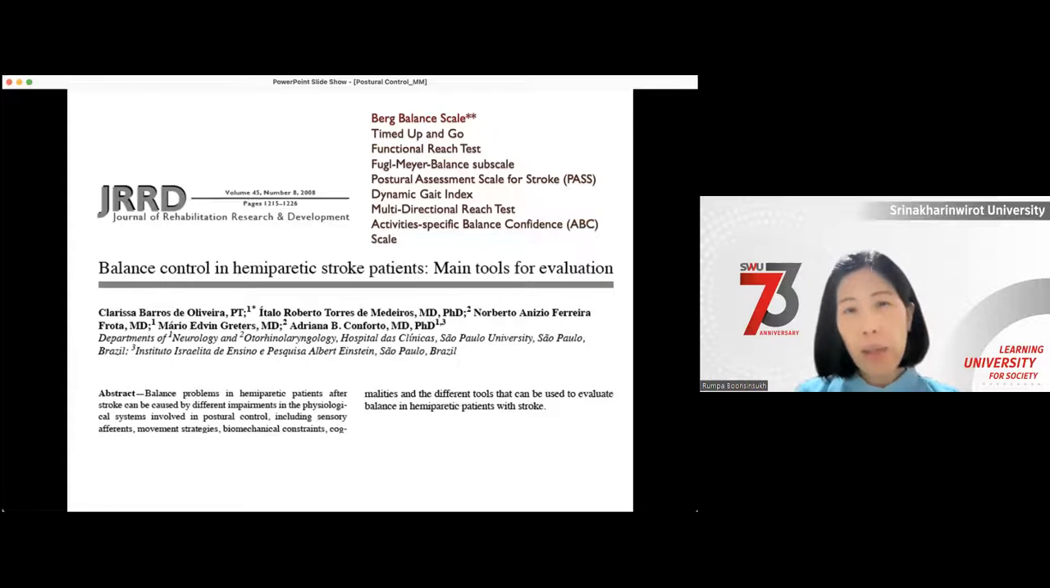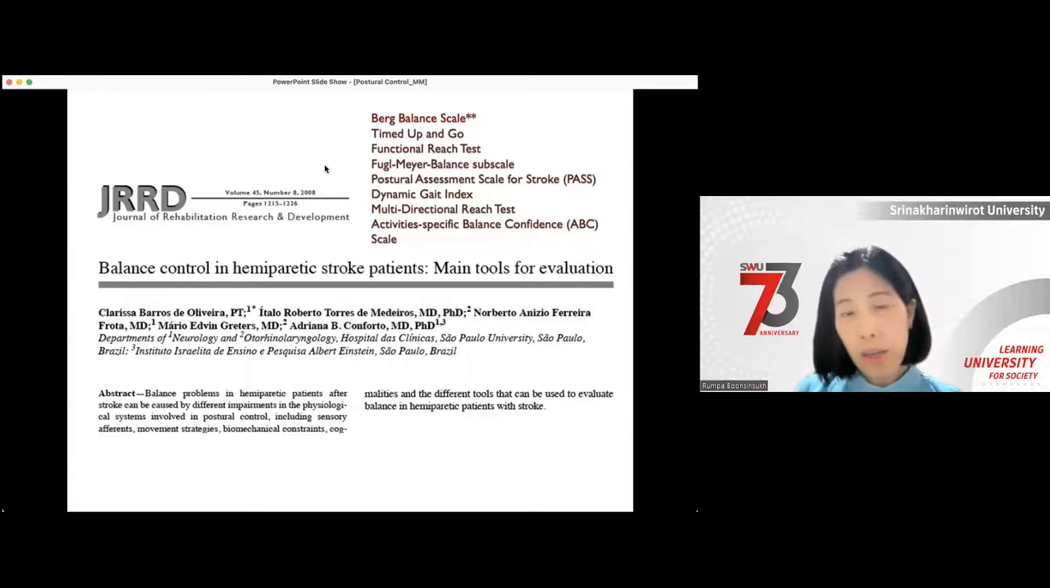Now, when we come and look at the clinical tools to assess balance, okay? This paper showed there are many, many tools, many clinical scales that can be used to assess balance. Berg Balance Scale is the gold standard because everyone uses the Berg Balance Scale, and it has been recommended for assessing postural control. And then there's Timed Up and Go, Functional Reach Test, Fugl-Meyer, Postural Assessment Scale for Stroke or PASS, Dynamic Gait Index, Multi-directional Reach Test, and Activities-specific Balance Confidence.